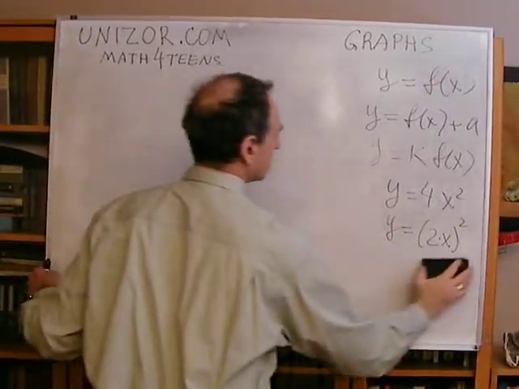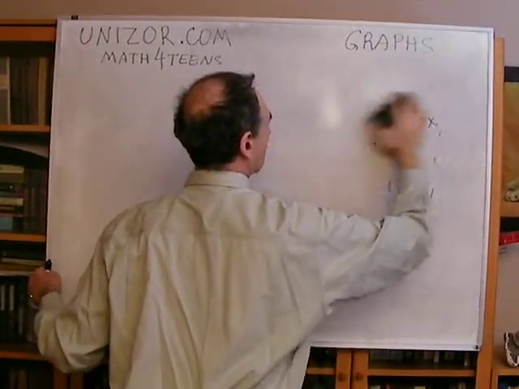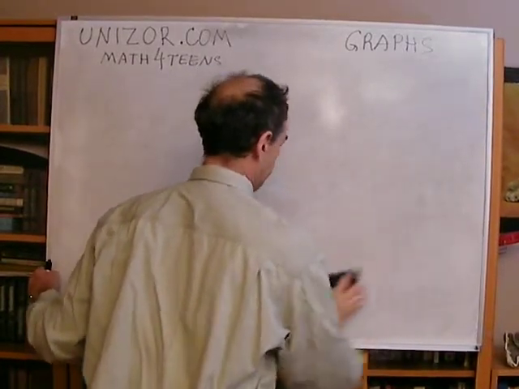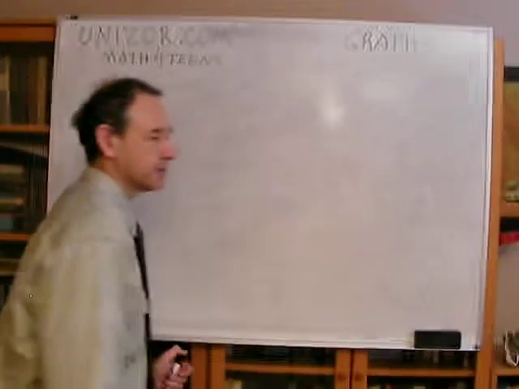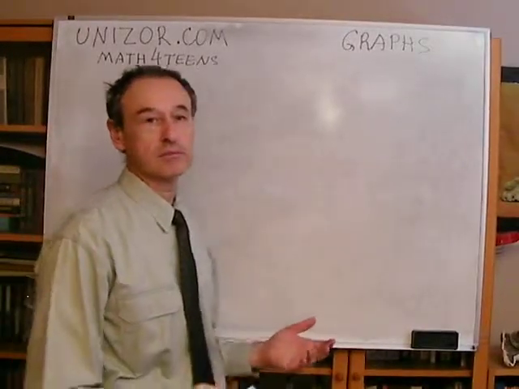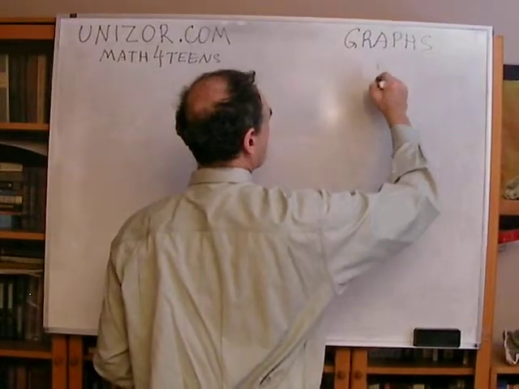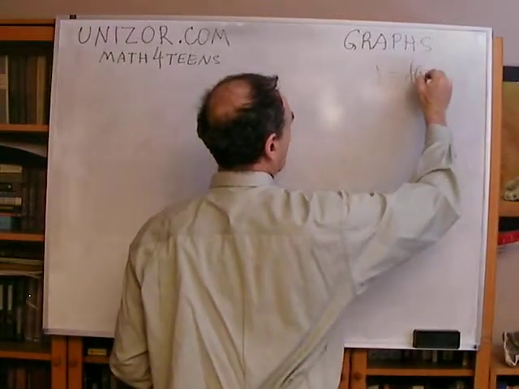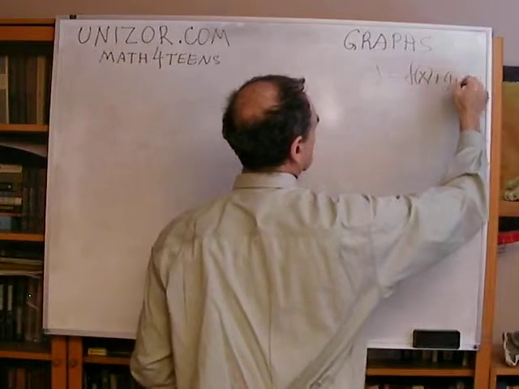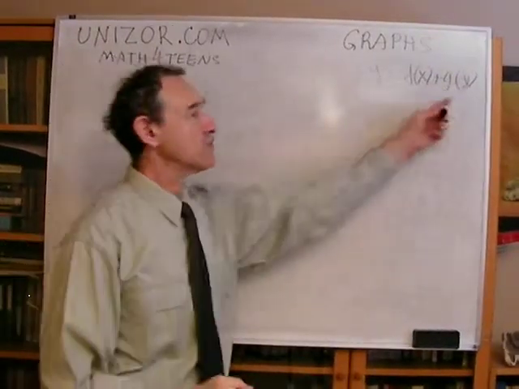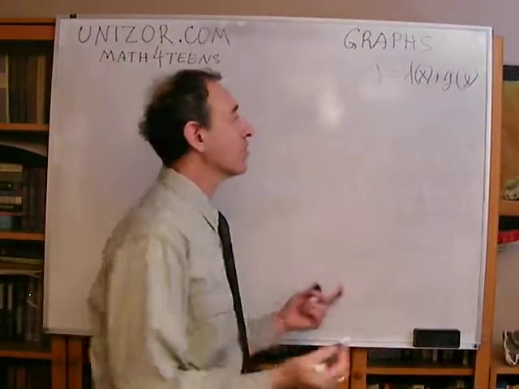So, you can multiply arguments and functions, and you can add constants. How about adding functions, not just constants, adding new functions. Let's say you have y is equal to f of x plus g of x. Two different functions, and each of them is a simple function, so you know the graph.